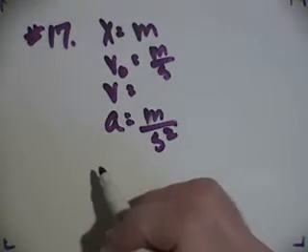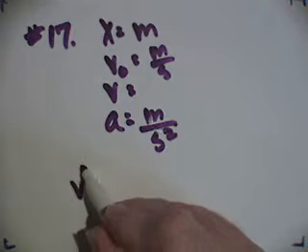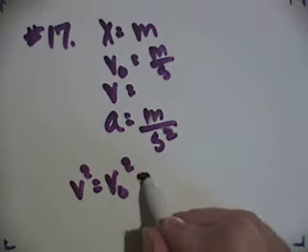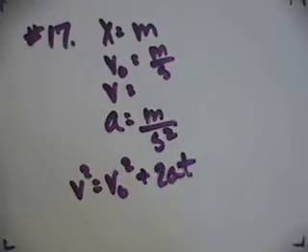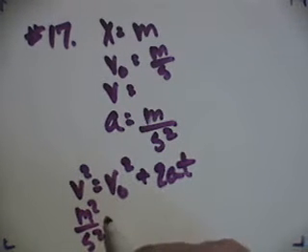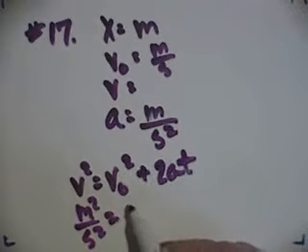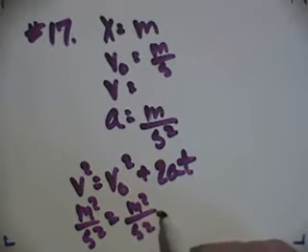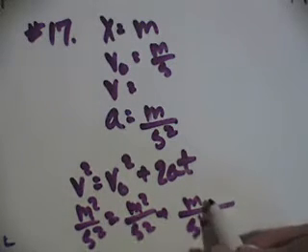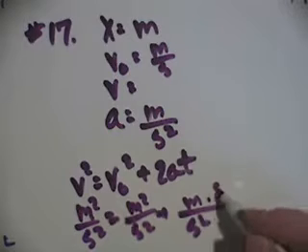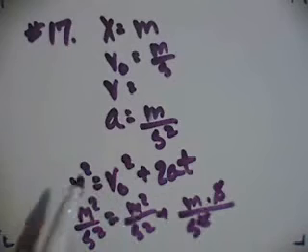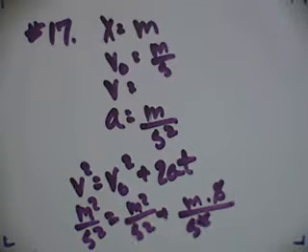The second equation, B, is velocity squared equals v0 squared plus 2at. So let's see, that would be meters squared per second squared is equal to meters squared per second squared plus 2 times a, which is meters per second squared, times seconds, time. So meters squared per second squared is equal to meters squared per second squared plus meters per second. That would also not be true dimensionally.